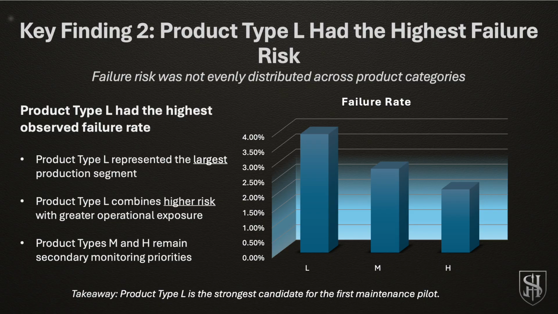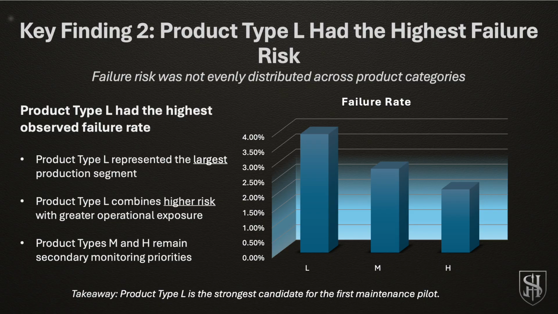This finding matters because product type L stands out in two ways. First, it had the highest observed failure rate. Second, it also represented the largest production segment in the dataset. That means product type L combines higher risk with greater operational exposure. From a management perspective, that combination makes product type L the strongest candidate for the first maintenance pilot. If leadership wants to test a preventive maintenance strategy before expanding it across the full operation, product type L provides the clearest initial focus. Product types M and H should not be ignored.